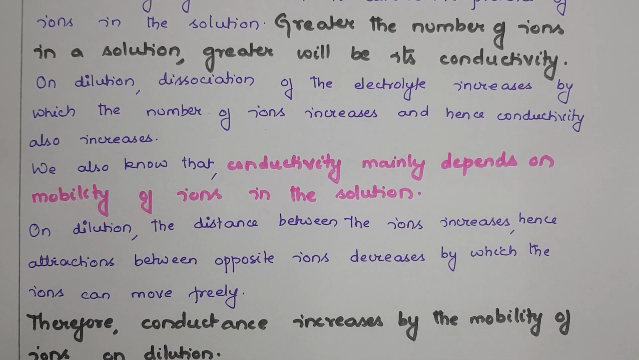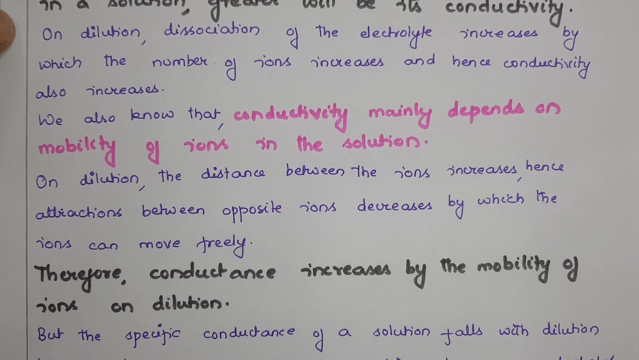Therefore, what we can say? Conductivity increases by the mobility of ions on dilution. Okay students. First, due to the presence of ions in the solution. Next, on dilution, the number of ions increases. Hence, conductivity also increases. And also one more factor, conductivity depends on mobility of ions. When the mobility of ions will be easy on dilution, distance between ions increases. Hence, attractions between opposite ions decrease, by which they can move freely. This we all know. Hence, conductance increases by the mobility of ions on dilution. Till here understood students?